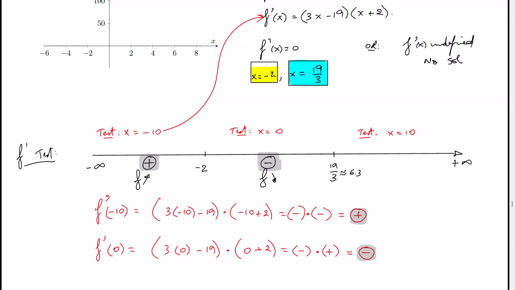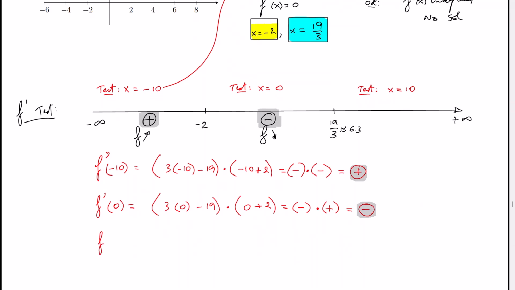And finally, I'll test the 10. Testing the 10, we will get 3 times 10 minus 19 multiplied by 10 plus 2. And 3 times 10 is 30. 30 minus 19 is going to be some kind of positive number. And 10 plus 2 is going to be, again, like a 12. But again, who cares? It's just a positive number.